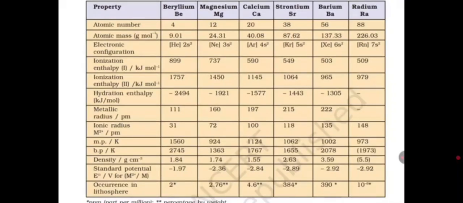Magnesium, atomic number 12, atomic mass 24.31, electronic configuration [Ne] 3s2, ionization enthalpy 737, second ionization enthalpy 1450. First is ionization enthalpy 1, second is ionization enthalpy 2. Then we have hydration enthalpy -1921, metallic radius 160, ionic radius 72, melting point is 924, boiling point is 1363, density is 1.74. Standard potential is minus 2.36. Occurrence in lithosphere is 2.76.